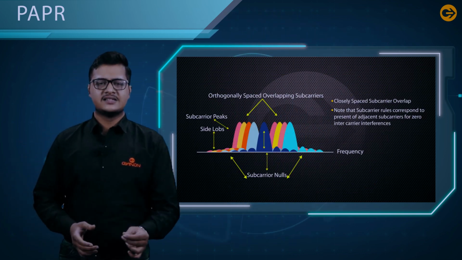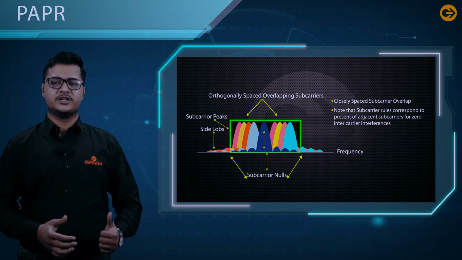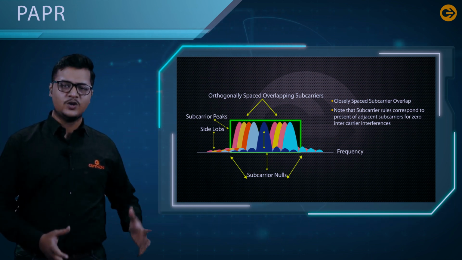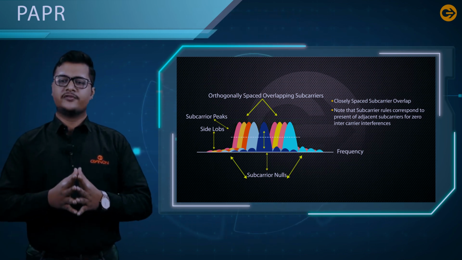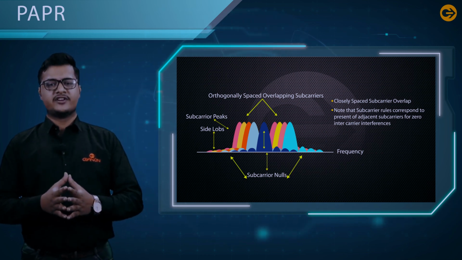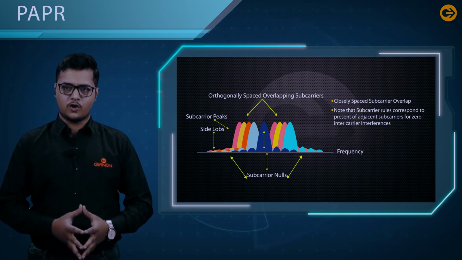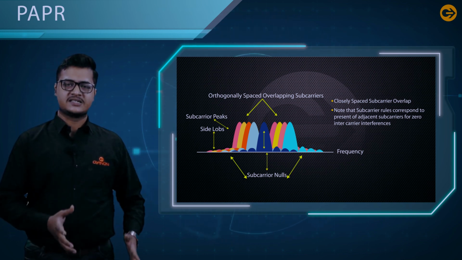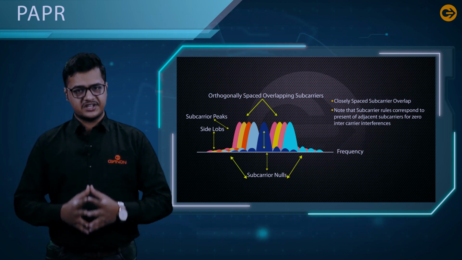Now, due to the presence of a large number of independently modulated subcarriers in an OFDM system, the peak value of the system can be very high as compared to the average of the whole system. This ratio of the peak to average power value is termed as peak to average power ratio or PAPR. In an LTE system, OFDM signal PAPR is approximately 12 dB.